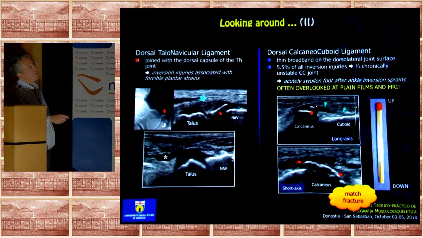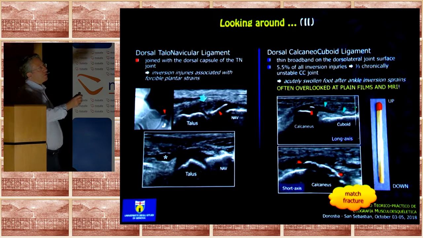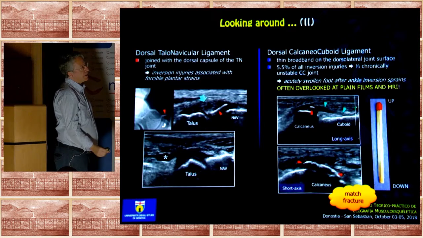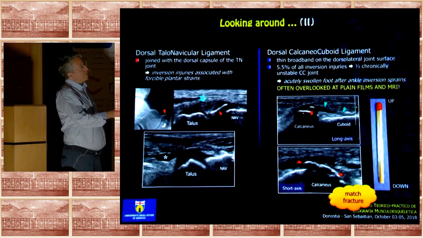the flake of bone seems to be microscopic, very small, and then you see the ligament connected to the fragments. But if you place the probe vertically, you see that the fracture is much wider than expected. In general, it occurs vertically, detaching the most anterolateral angle of the calcaneus. We call this fracture the match fracture because it's very narrow.